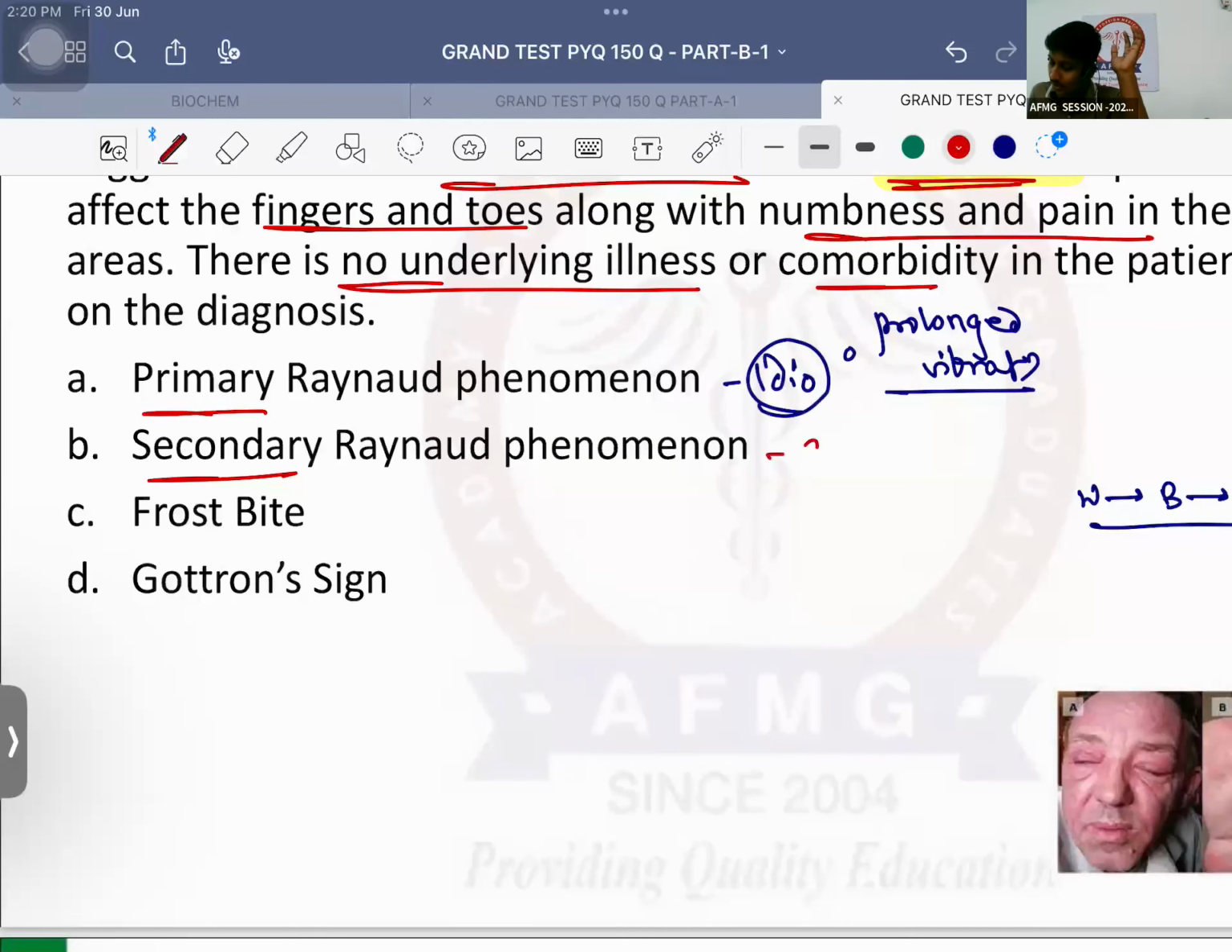Whereas secondary Raynaud's phenomena is associated with which kind of diseases? It is associated with connective tissue disorders. Connective tissue disorders like SLE, scleroderma, rheumatoid arthritis. It will be there in these patients, even in Sjogren's syndrome at times. Okay? So now what did they say here classically? No underlying illness, there is no comorbidity. That means the cause is idiopathic. So it should be primary or secondary? Primary Raynaud's phenomena. I hope all of you are quite aware. We have discussed in surgery that primary Raynaud's phenomena can also be called Raynaud's disease. Okay, remember this once.